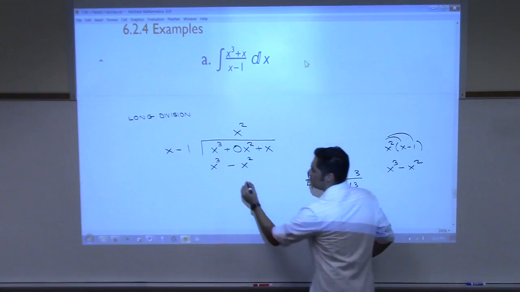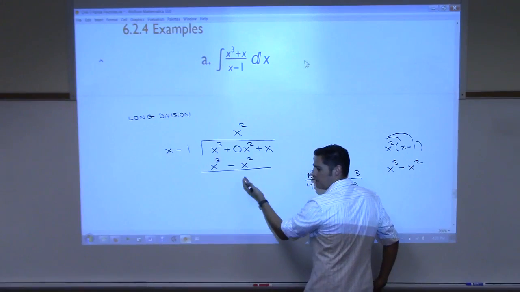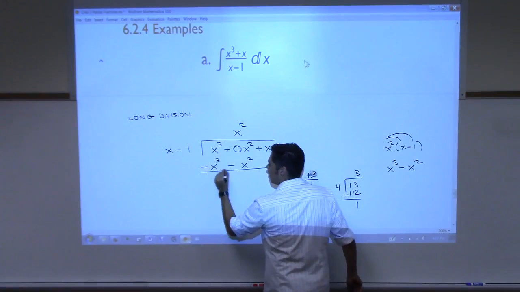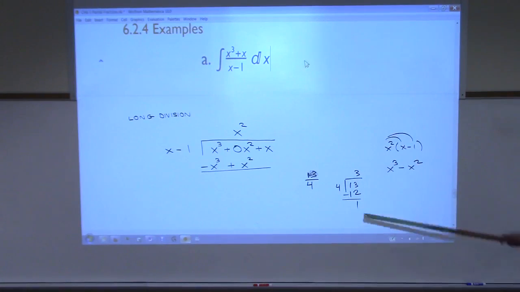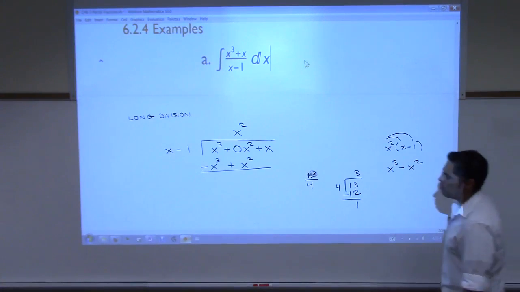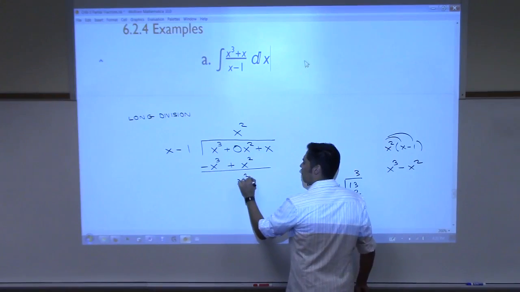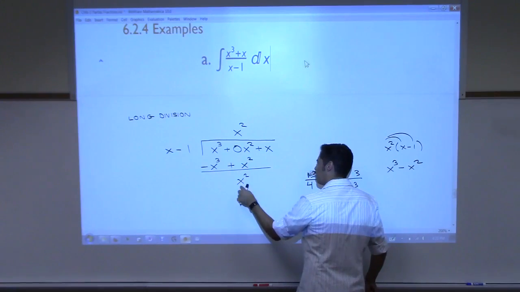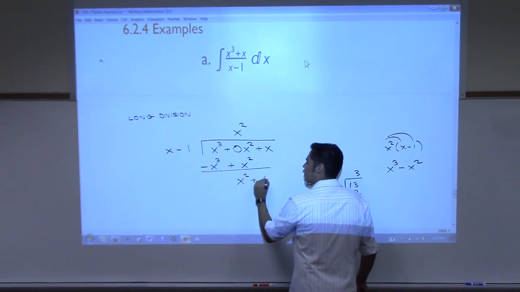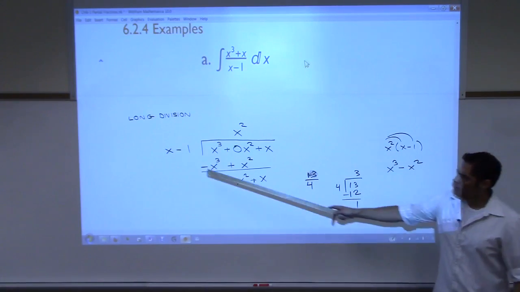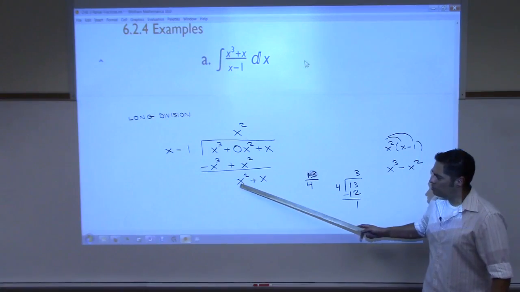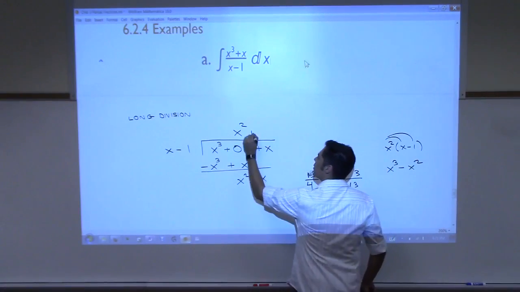So I need to still come through here and subtract. So when I subtract, it becomes minus, then plus. And go ahead and add down. Tell me what happens when you add that down. x squared plus x. No x squared, it's plus x squared is x squared. x plus nothing is x. And then we play the game again. x times what gives you x squared? x, so I put x here.